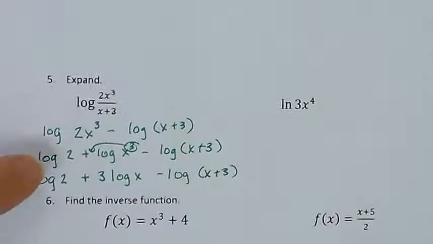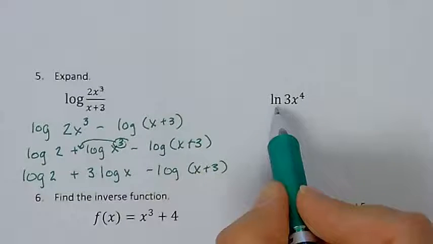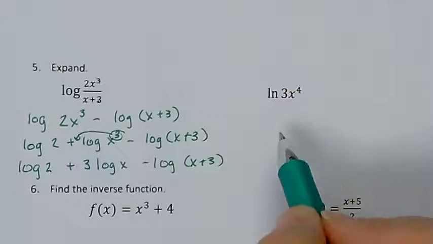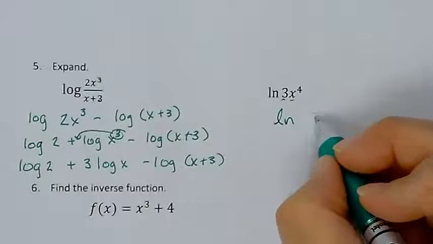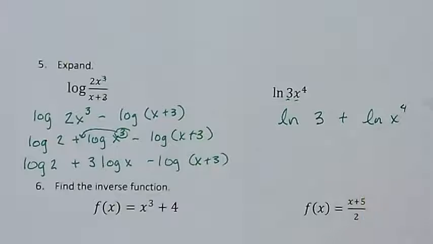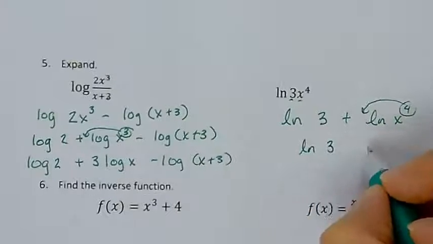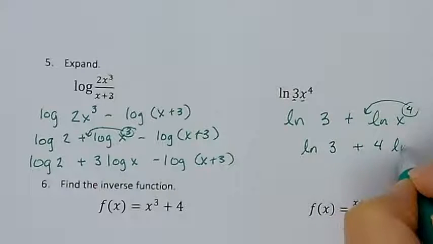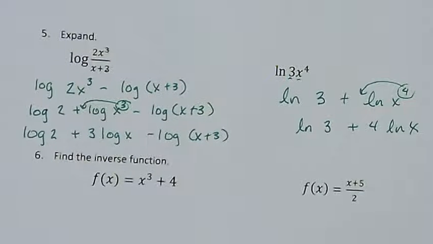So this one was a common log. It had log base 10, and we didn't have to write it. This one's not the common log. This one's called the natural log. So I'm going to separate multiplication by using addition. So natural log of 3 plus natural log of x to the 4th. And then I'm going to apply the power property. So I have natural log 3 plus 4 natural log x. So that is expanding.